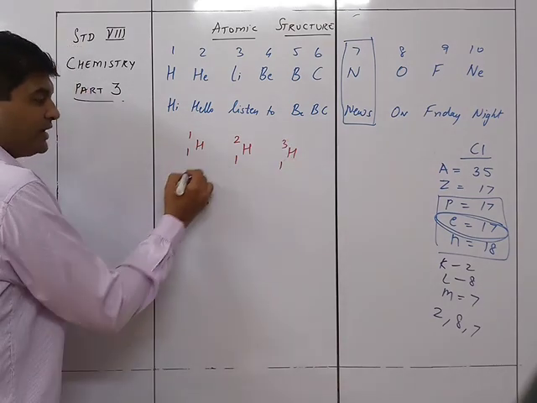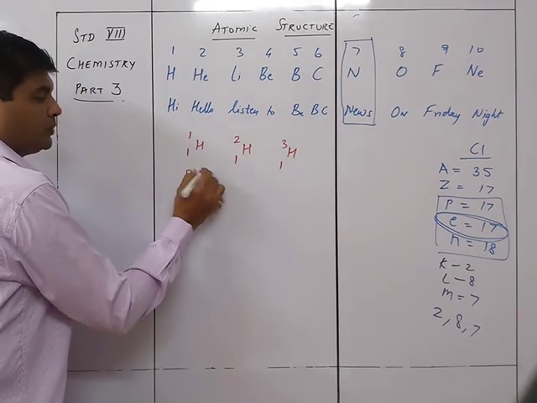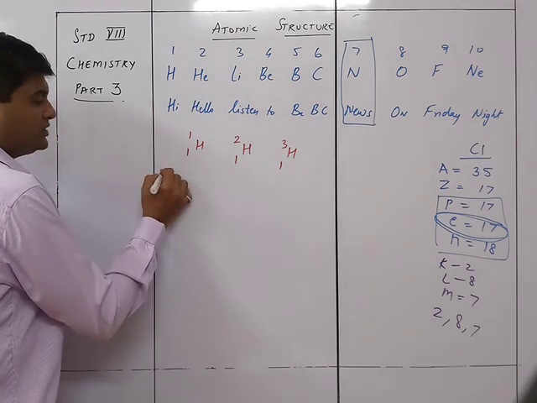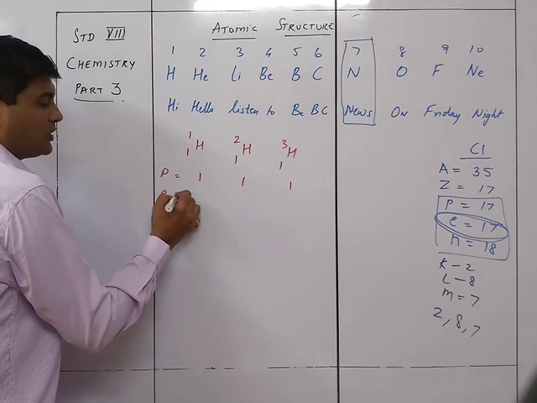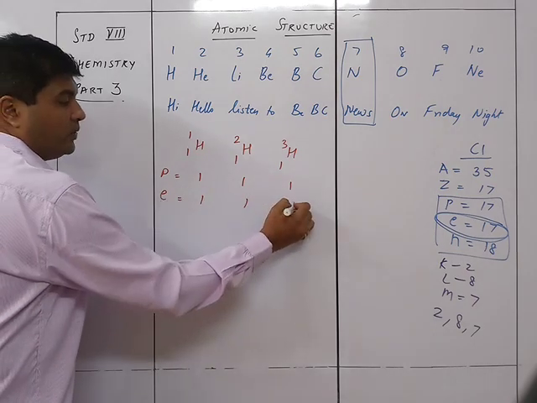That means for these the number of protons is 1 over here, 1 over here, 1 over here. Electrons over here is 1, over here is 1, over here is 1.